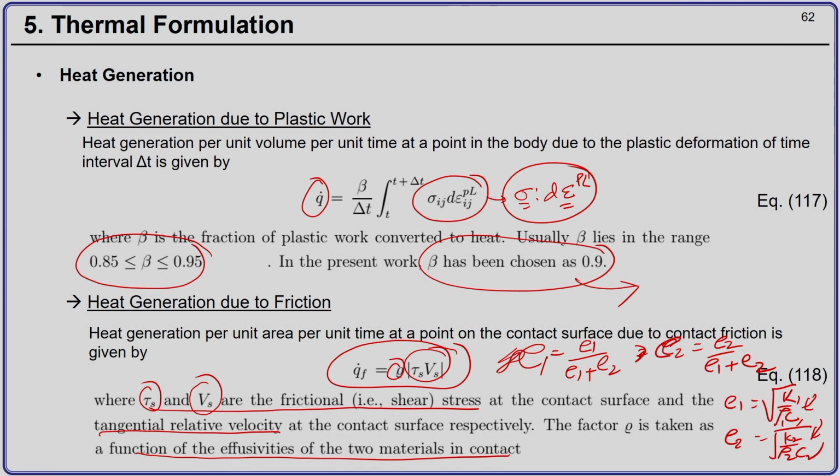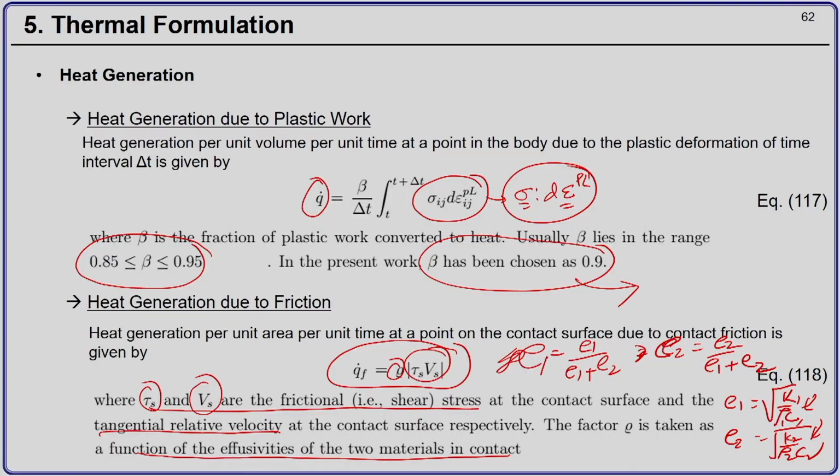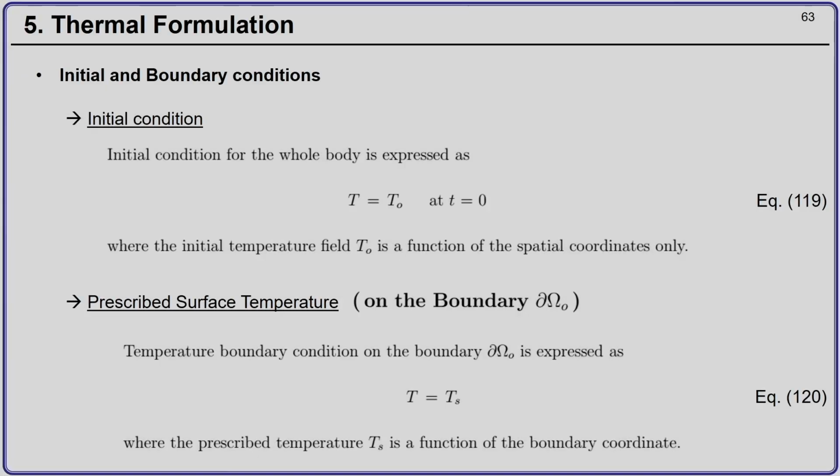So, part of the heat which is generated at the contact surface will go inside the one body, and the part of the heat which is generated is assumed to go completely inside the other body. Okay. There is no heat which is getting dissipated to the surrounding environment. Okay. That is what we assume.